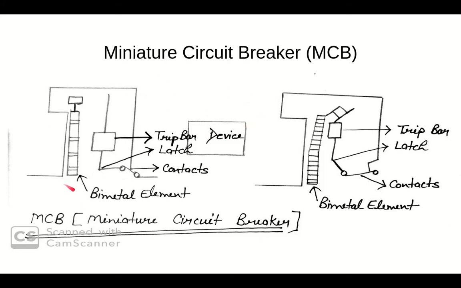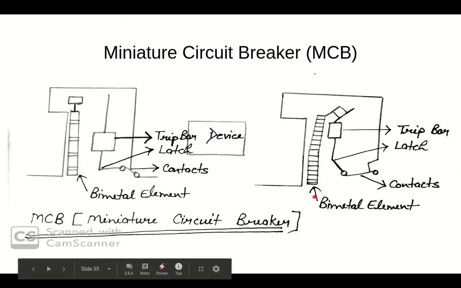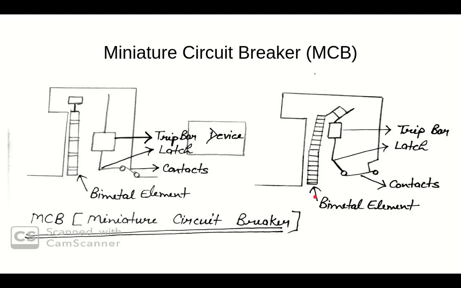Here you have a bimetal element. This is your trip bar circuit, and here we have the latch. These are the contacts to trip the circuit. Here we have a device, and this is your trip bar. This is your latch, and these are the contacts for tripping the circuit, and this is your bimetal element. So this is the constructional diagram of MCB.